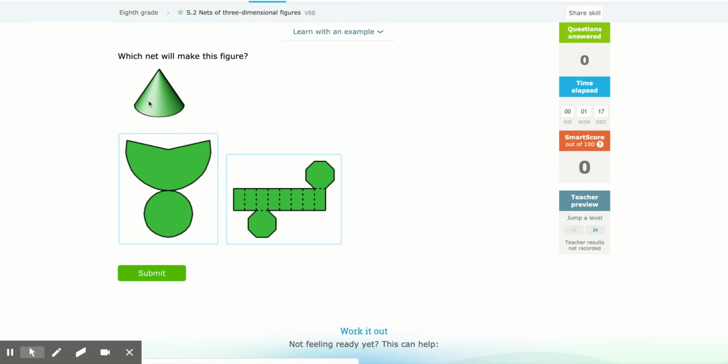So when that happens, dotted lines would be like edges where there was a corner to an object. Now this doesn't have any edges. It's a smooth curve all the way around. The only edge we really have is the circle at the bottom. So here's our circle at the bottom, and then this is the cone part that wraps around. So our net would be this one.